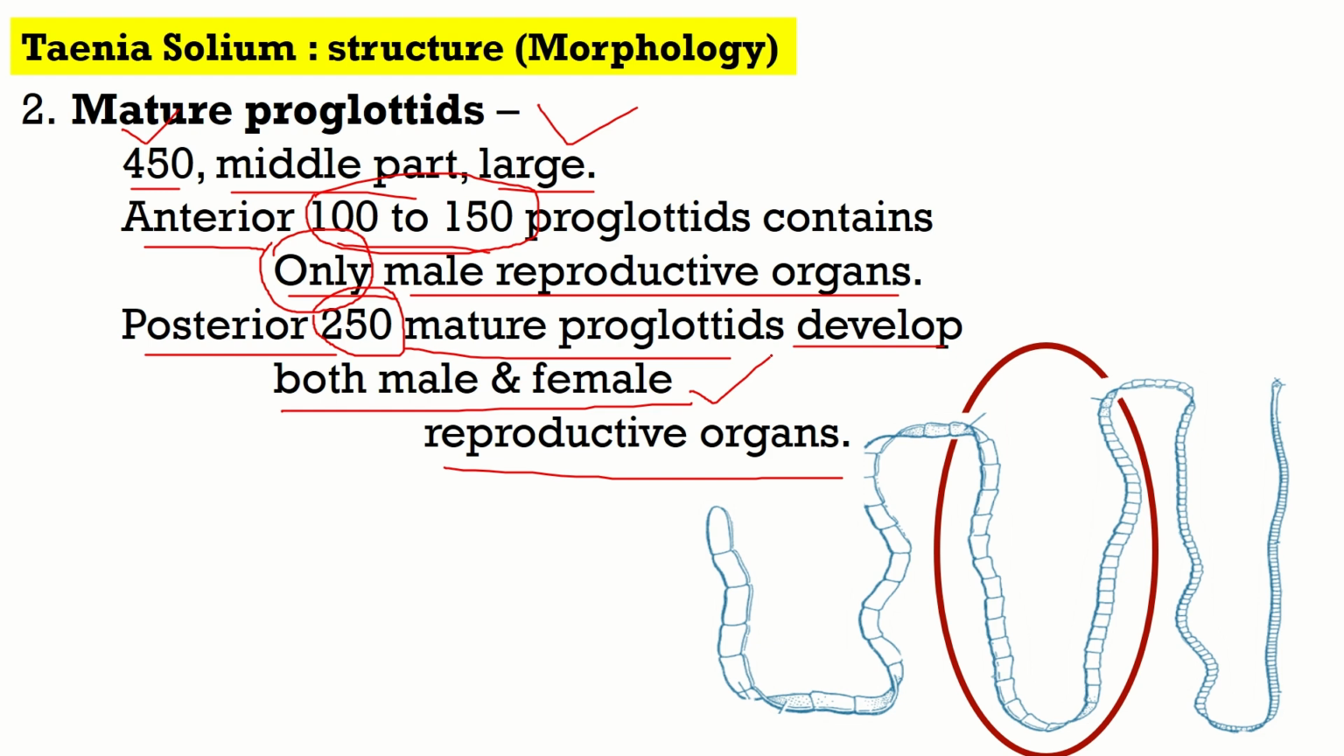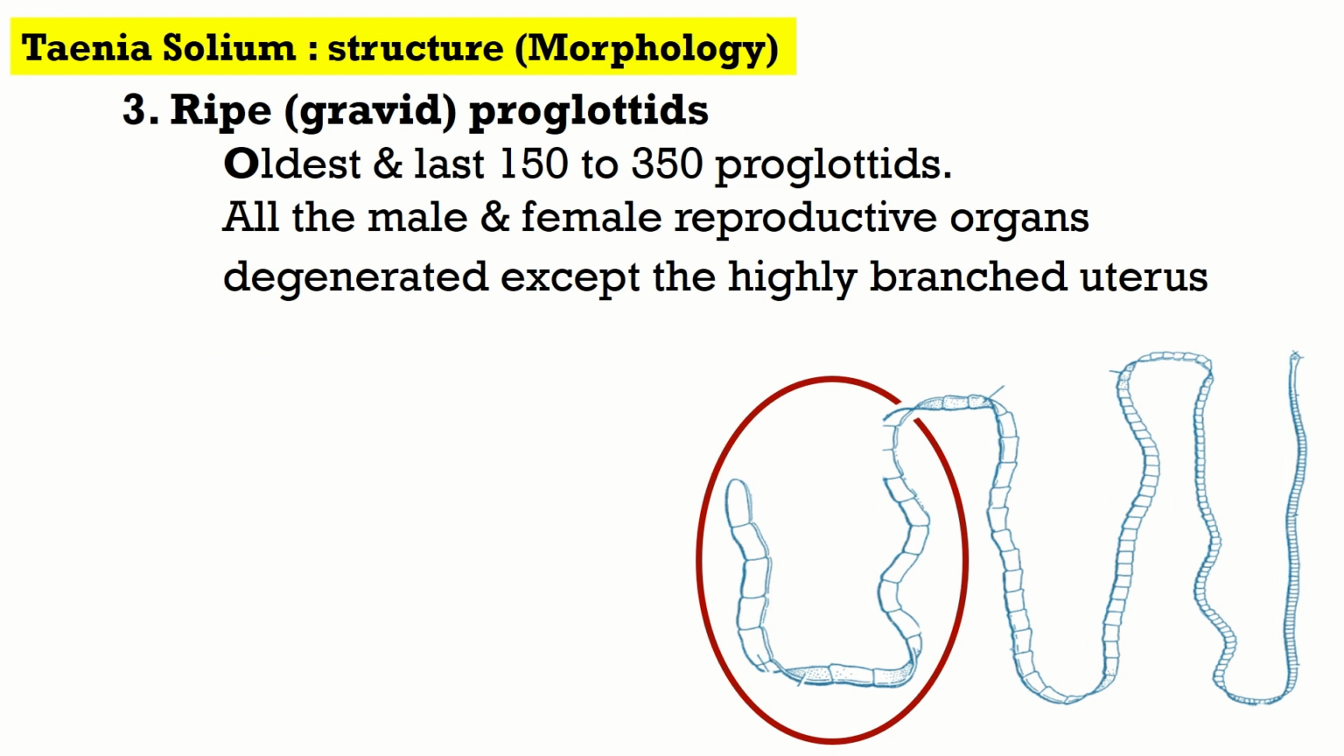The third type is the ripe or gravid proglottids. These are the oldest, the last 150 to 350 proglottids at the posterior end of the body. In these proglottids, the male and female reproductive organs have degenerated except for the highly branched uterus. This uterus contains fully fertilized eggs.